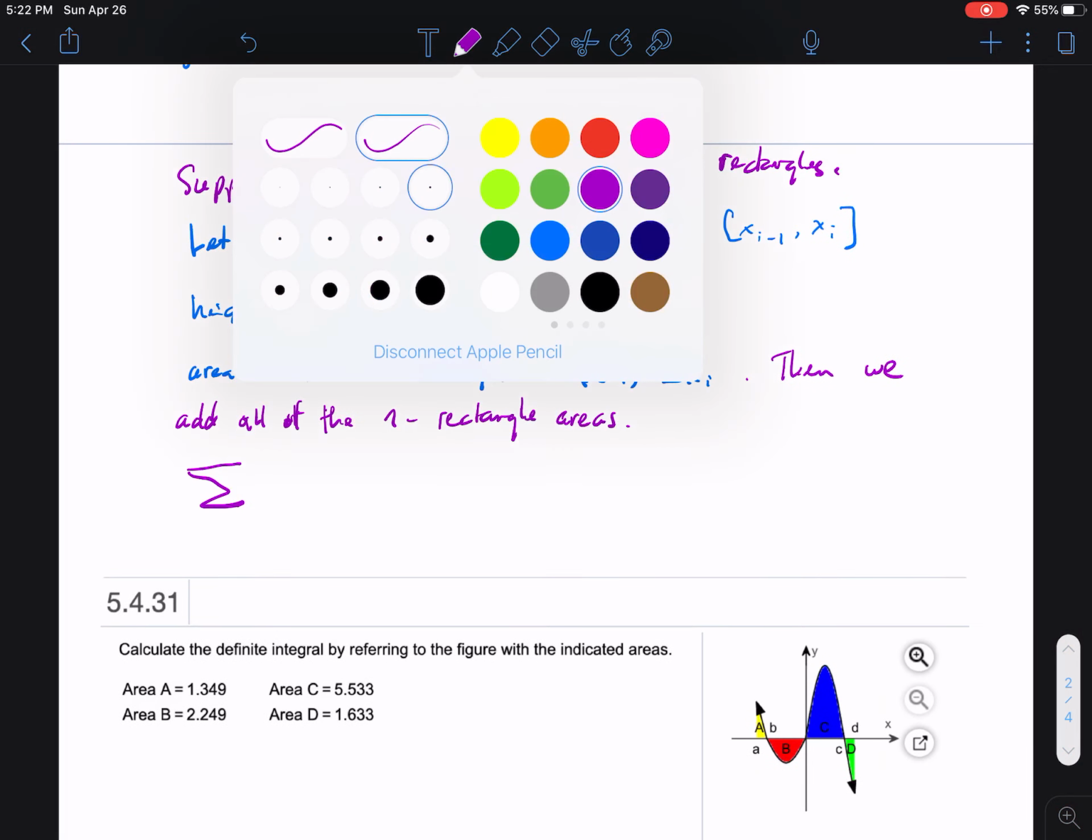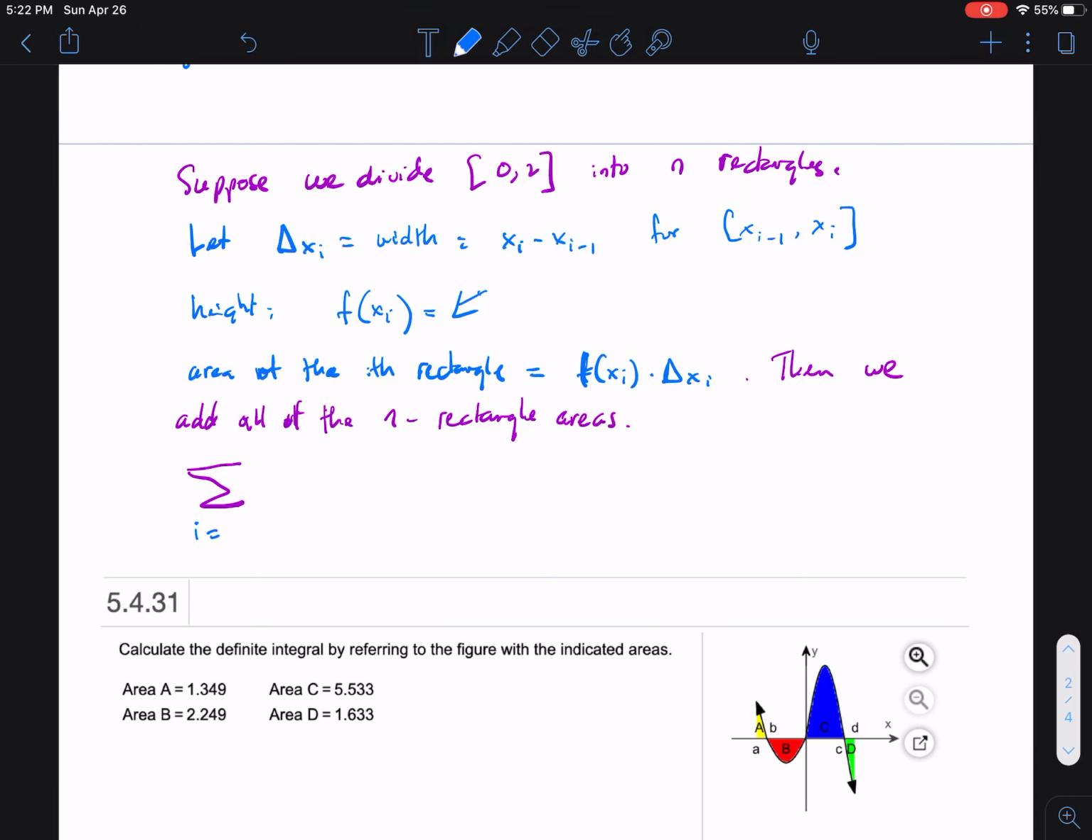So we're going to say that's the sum from rectangle 1 to rectangle n, and that sum is going to be the sum of these areas. This here is the area of an arbitrary rectangle, and we're going to add n of these, so that will be equal to the sum of all n rectangles.